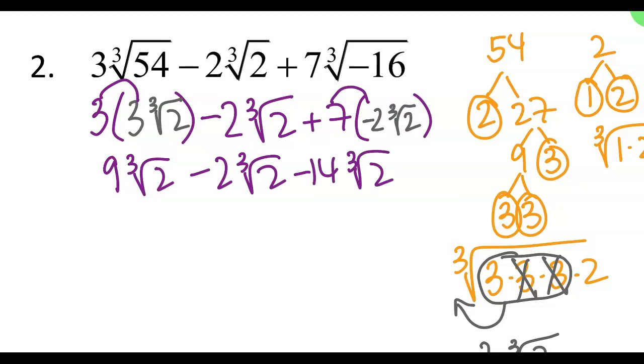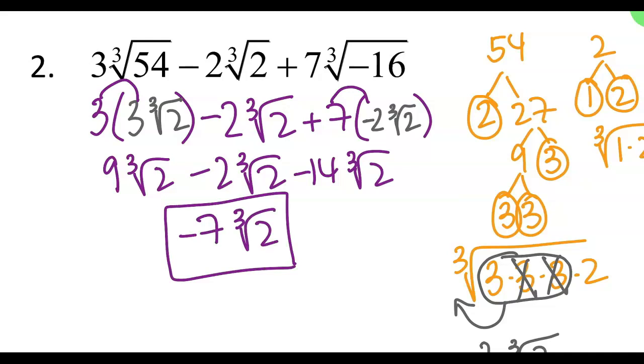All we're going to do now, guys, is add and subtract. So 9 minus 2 minus 14. 9 minus 2 minus 14 is going to give you negative 7, cube root of 2. And double check, guys, the index for each of these radicals is the same. Each radicand is the same. That is the only reason why I was able to add and subtract the coefficients.